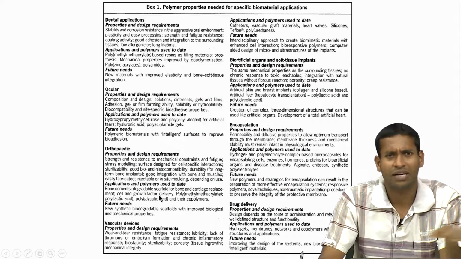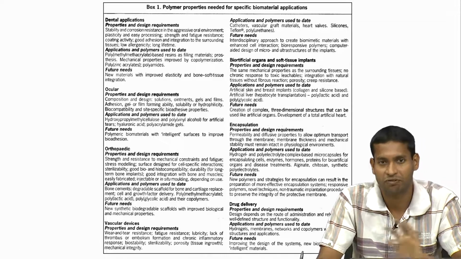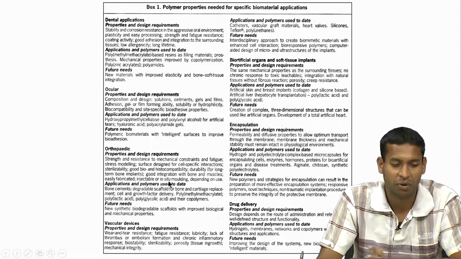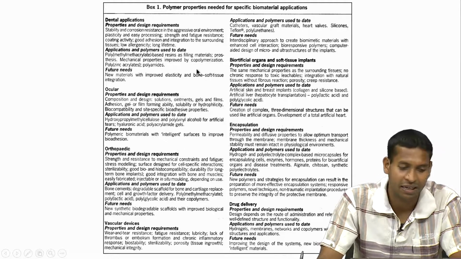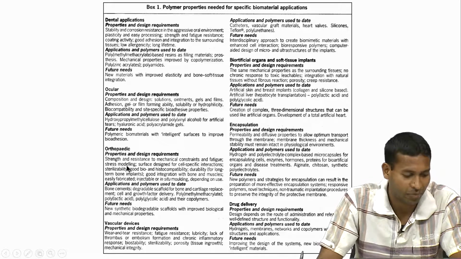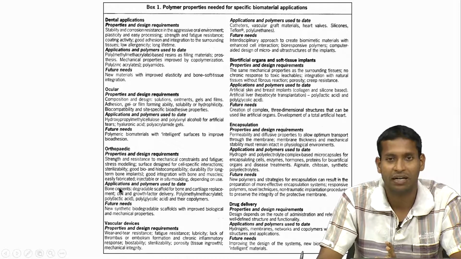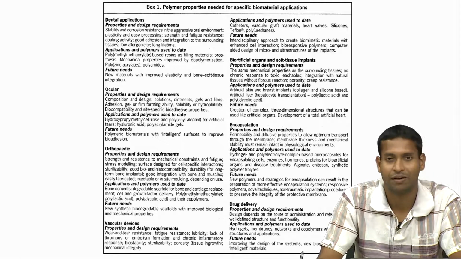Again, this is a laundry list of lots of things. I do not expect you guys to remember this, this is just for your information, and this will be present in the slides, so you can go through these. Essentially these are polymeric properties needed for specific biomedical applications. There are several of them listed here: dental, ocular, orthopedic, vascular, and several others. So, you can just go through that for your own interest and in free time. This is again not something that you guys should remember.